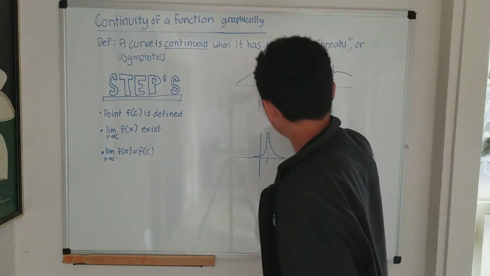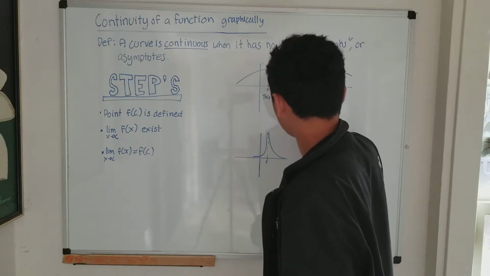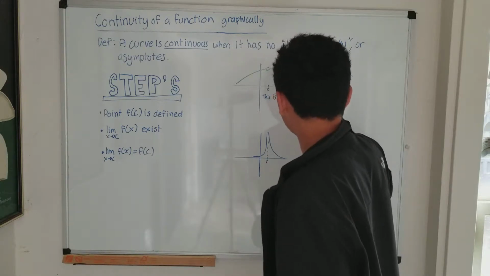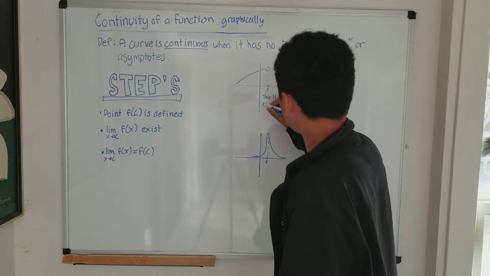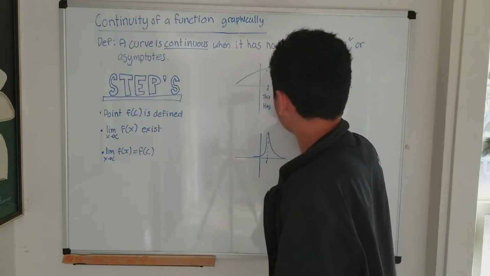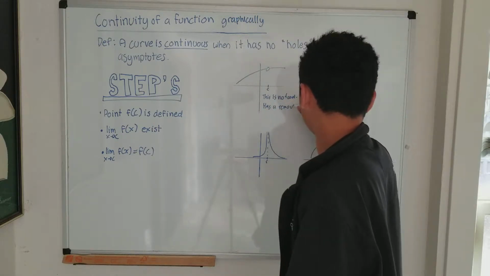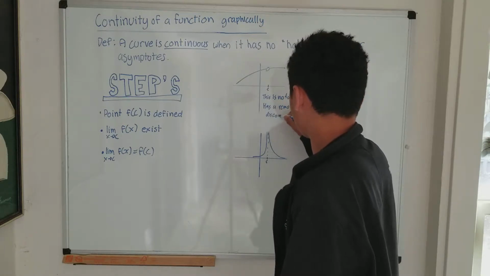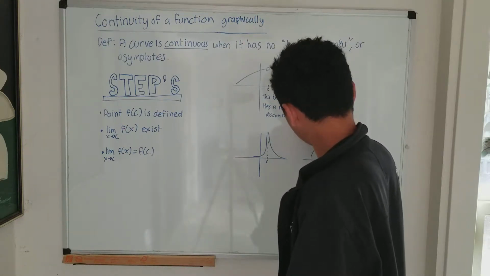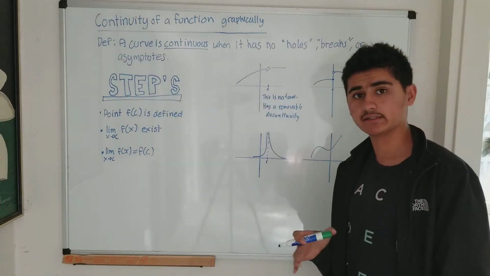So this is not continuous, but it has a removable discontinuity. So I guess that's going to be our first type of discontinuity that you're going to learn about in this video.